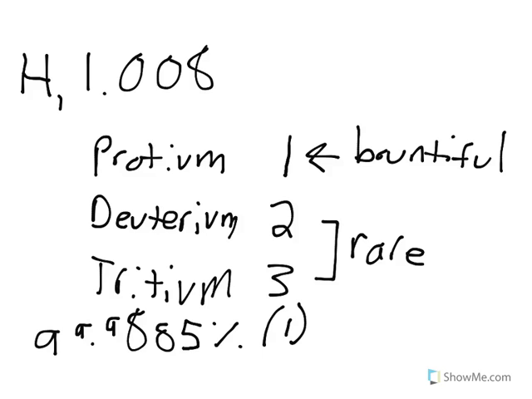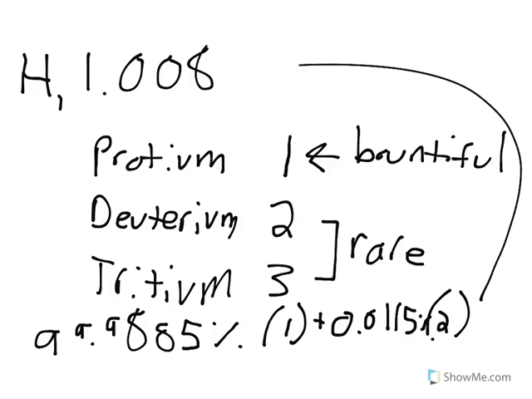And you will see that 0.0115% is hydrogen 2, which is deuterium, so hydrogen with a mass of 2. And this is where we get 1.008.